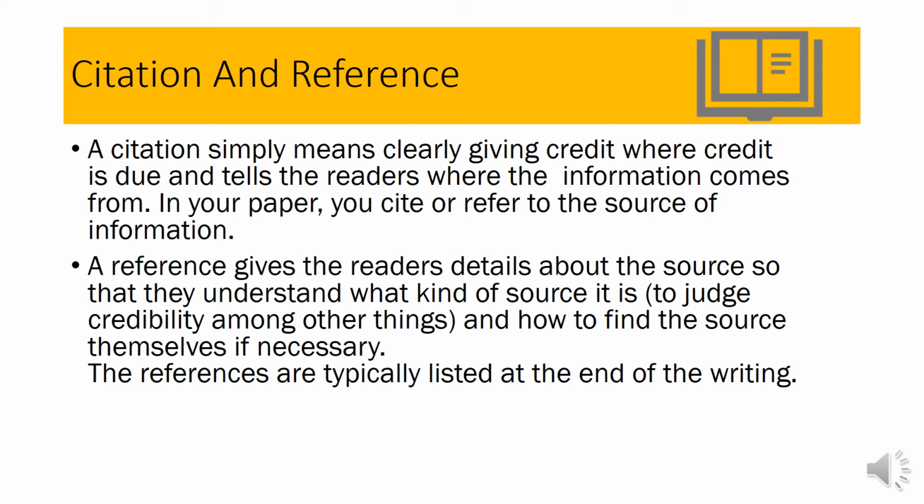Okay, now we are in citations and references, another important part of academic writing. A citation simply means clearly giving credit where the credit is due and telling the readers where the information comes from. In your paper, you cite or refer to other sources of information. References give the reader details about the resource so they can understand what kind of source it is to judge the credibility, among other things, and how to find the source themselves if necessary.